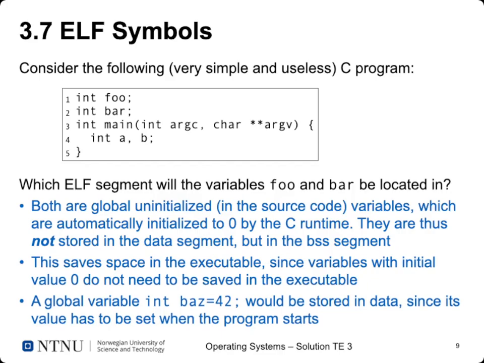So this actually saves space in the executable, because we only have to store addresses in BSS. We don't have to store it with the executable, but we have to allocate a memory range for BSS, which is then just filled with zeros when we start the program. If we had a global variable int bats equals 42, then this would be stored in data, because we need to have this information that this variable is initially 42 when the program starts, so we have to load it along with the program.